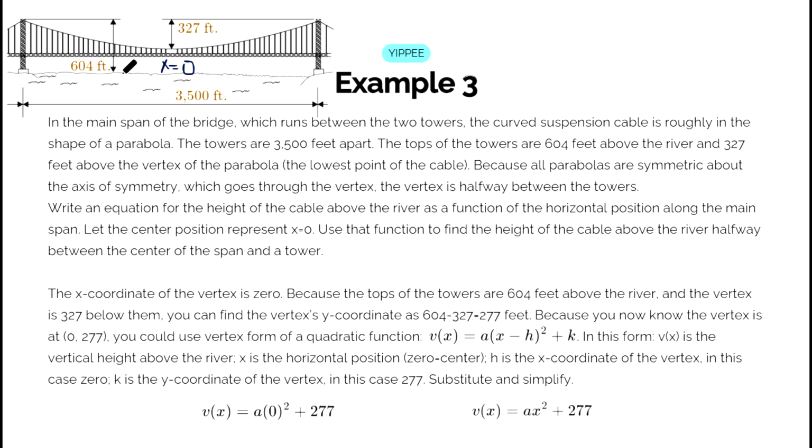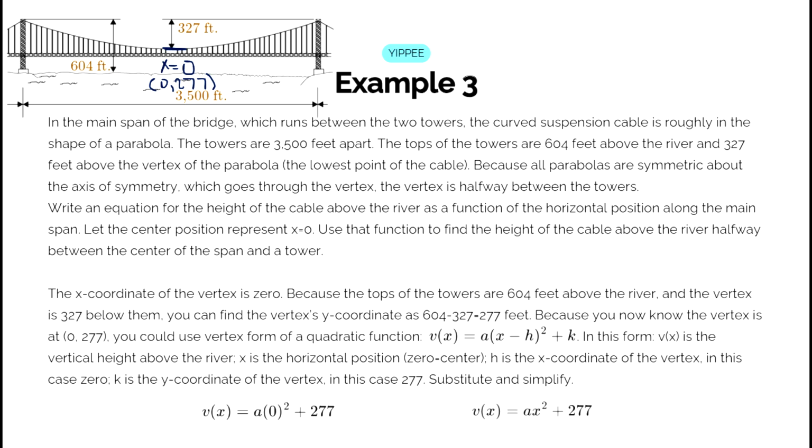Because the tops of the towers are 604 feet above the river, and the vertex is 327 feet below them, you can find the vertex's y-coordinate as 604 minus 327. So the y-coordinate for this right here is 277 feet. So this coordinate is (0, 277) if we had a coordinate plane floating behind it. This y point right here would be 277.